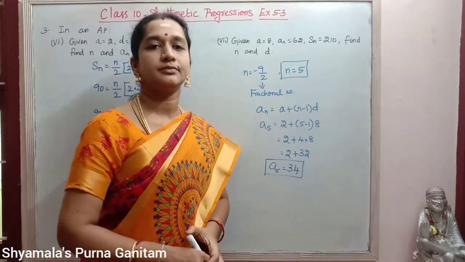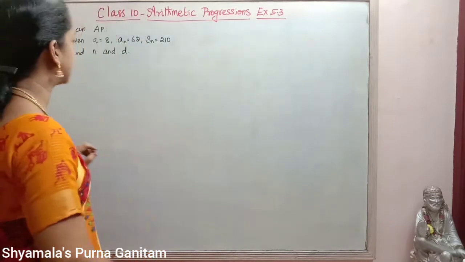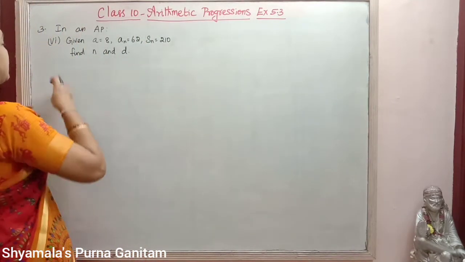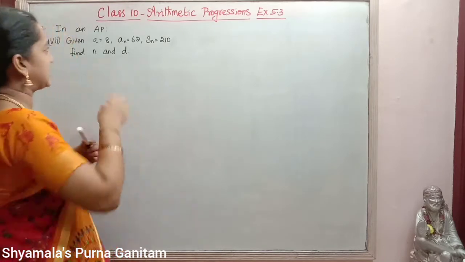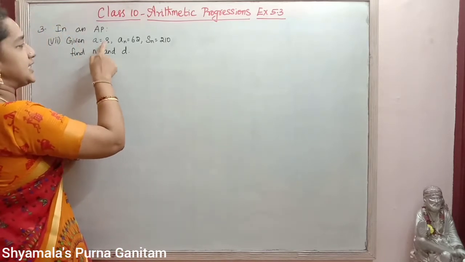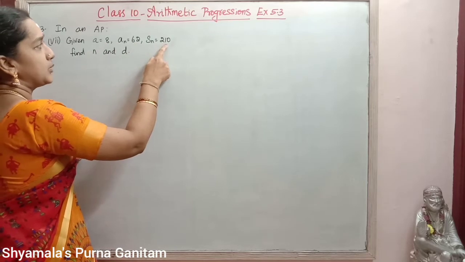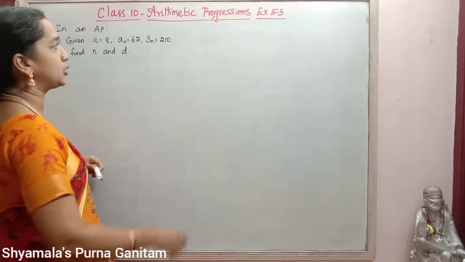Okay, next sum is the seventh one. I only just completed the sixth sum, and this is the seventh one. Given a is equal to 8, an is equal to 62, Sn is equal to 210.